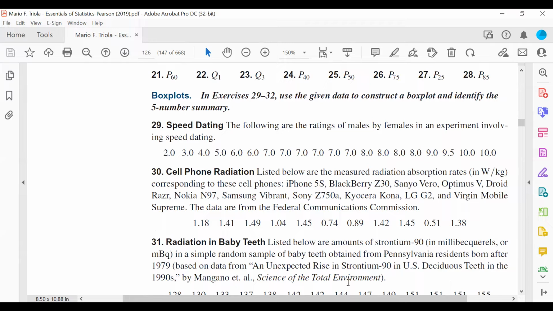What is speed dating? What the heck is it? Anyways, I don't know anything about that. I just know about farmers only. That's all I know. Anyways, all right.